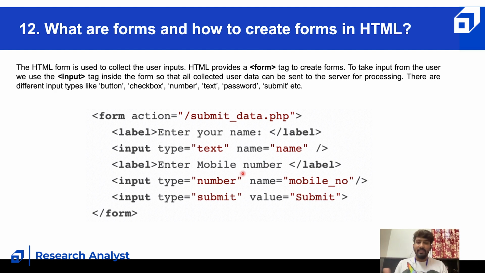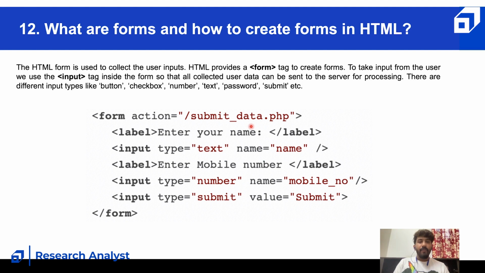Label is just text, it doesn't even matter in this case. You don't even need to provide a label, but labels provide a better understanding of what should be entered within the input box. So we are entering the name and mobile number, and then there is a submit button. You click on the submit button, and then some action happens. In this case, action is equal to submit_data.php, so this particular PHP file will be called upon, and it will run.